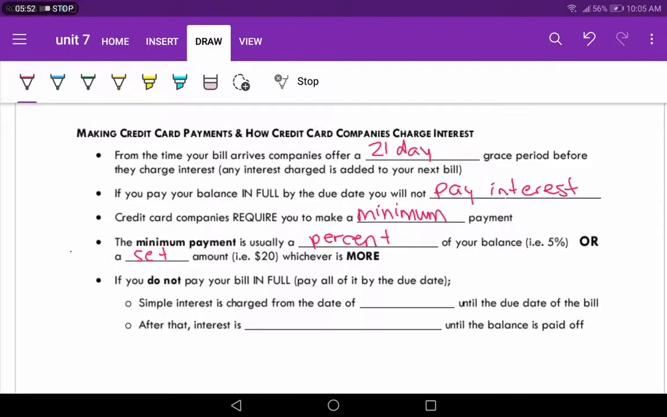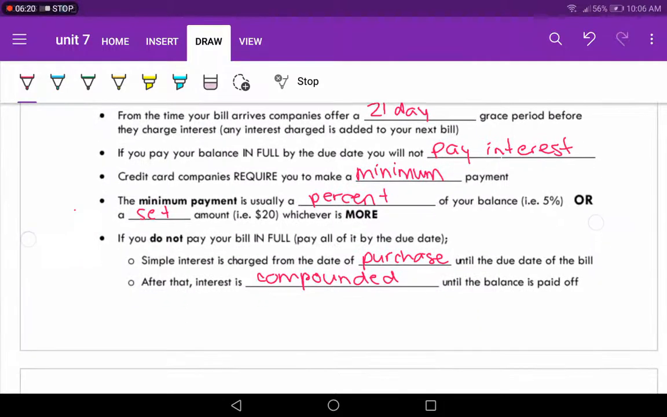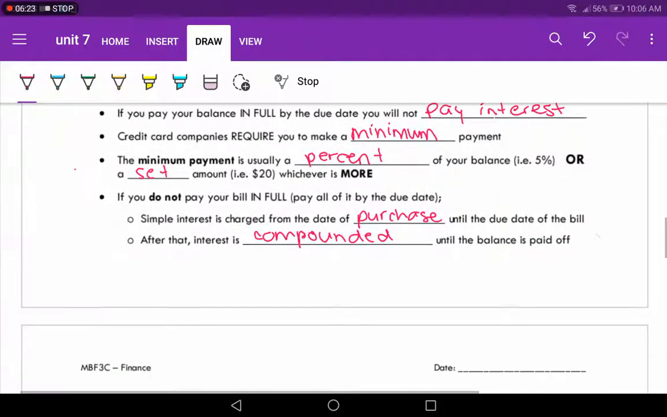If you do not pay your bill in full, so pay all of it off by the due date, simple interest is charged from the date of purchase until the due date of the bill. After that, interest is compounded until the balance is paid off. Okay, so we should know what that means. Basically, just to summarize this whole page in one sentence, pay your credit card off in full.